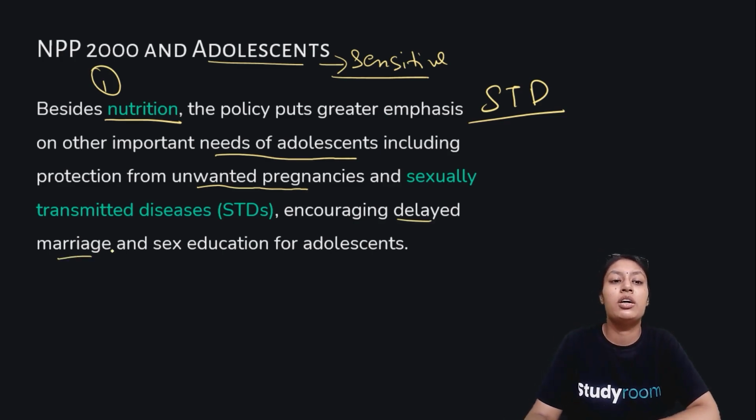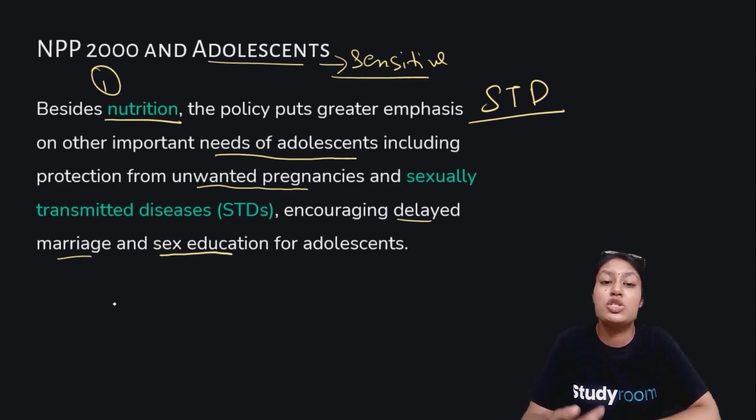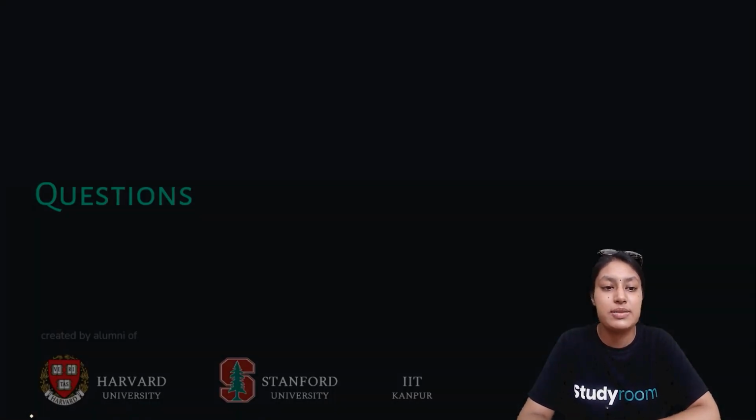Okay, so specifically the motive to include adolescents was to give proper awareness about these things. Okay, and providing proper sex education for the adolescents, because if there is no proper education or awareness given to a child, he or she might end up doing, out of curiosity, an act which could be inappropriate, or which could not be very healthy. Okay, so this is about NPP 2000 and adolescence.